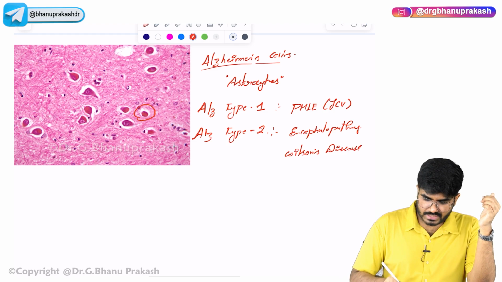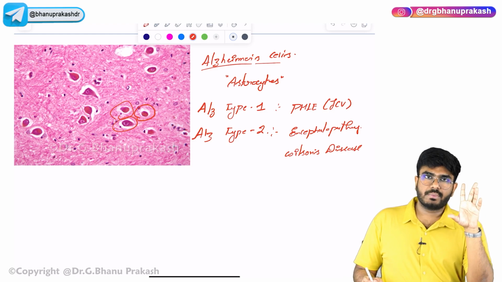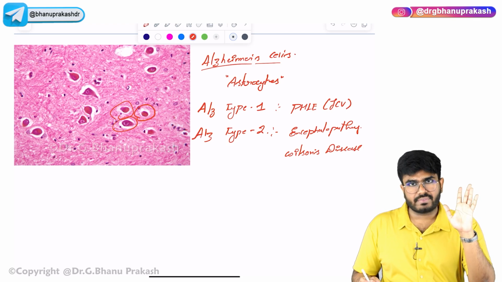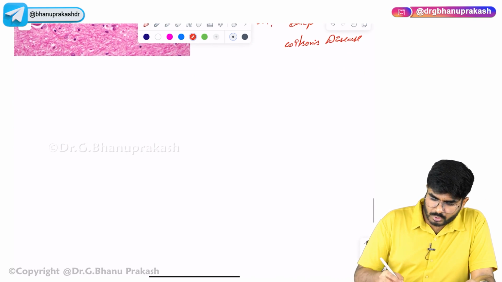So Alzheimer cells are of how many types, sir? Alzheimer cells are of two types. They are nothing but the astrocytes. Alzheimer's type 1 is seen in PML, progressive multifocal leukoencephalopathy, and Alzheimer's type 2 is seen in Wilson's disease as well as encephalopathy. So Alzheimer's cells are also completed. Next, let's discuss myelination.